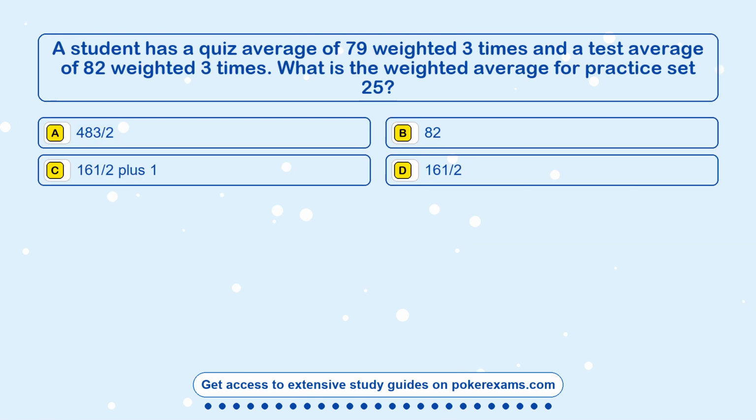Question 20. A student has a quiz average of 79 weighted 3 times and a test average of 82 weighted 3 times. What is the weighted average for practice set 25? Option A, 483/2. Option B, 82. Option C, 161/2 plus 1. Option D, 161/2.